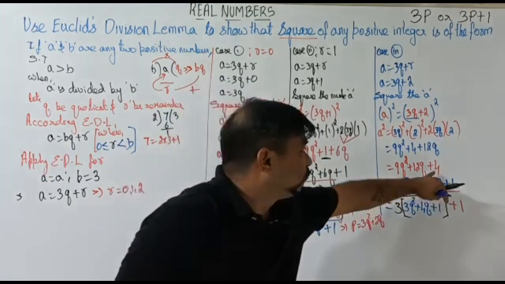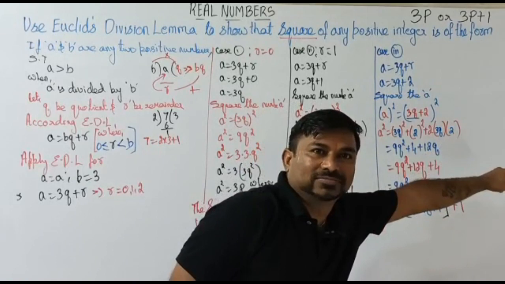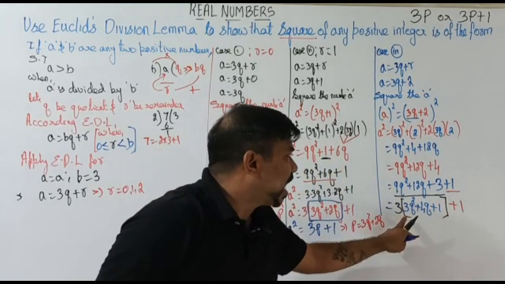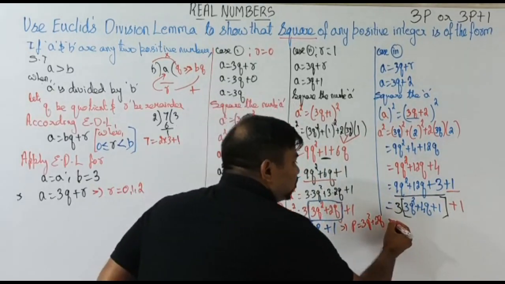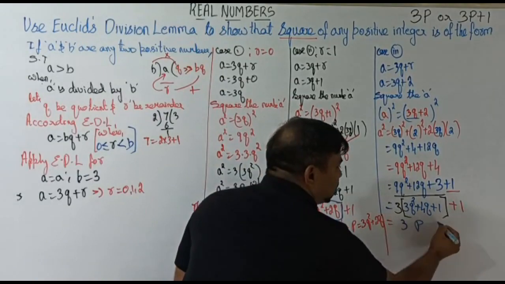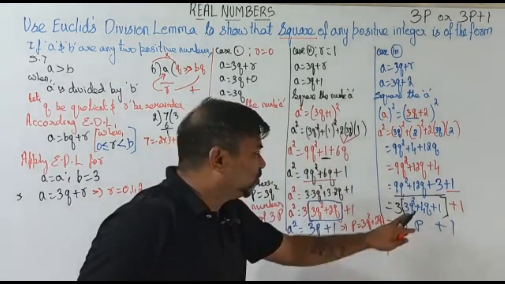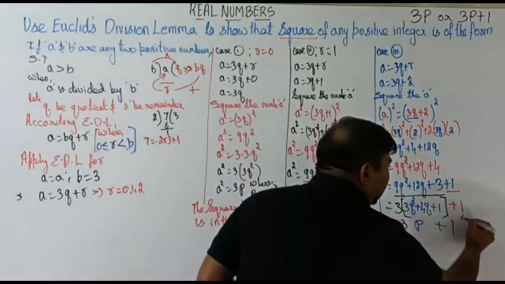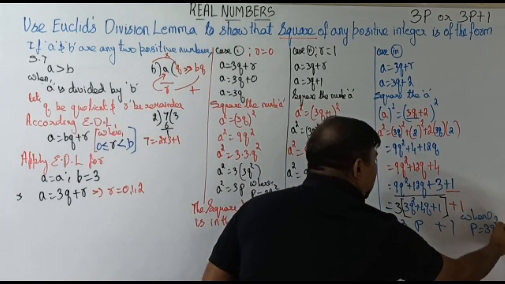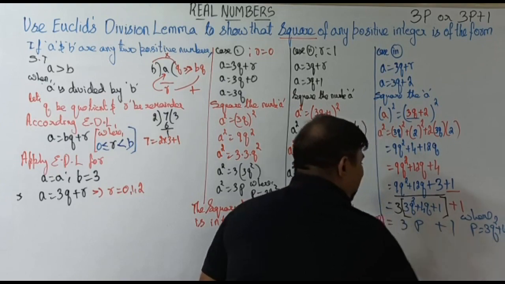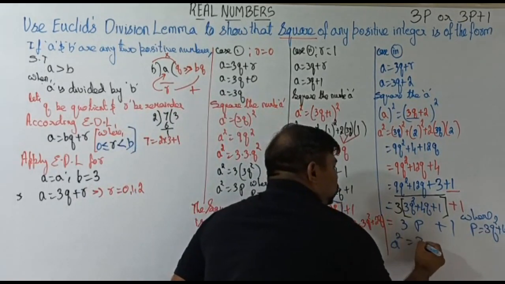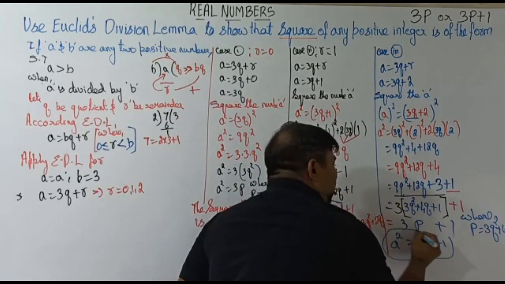Check it out. The 4, I am writing it as 3 plus 1. I made that 1 to the side. Then from the next 3, I took 3 as common. Now very simple stuff. It's nothing but 3p plus 1, where p is equal to 3q square plus 4q plus 1. So what is this one? Is the square also in the form of 3p plus 1? Yes.